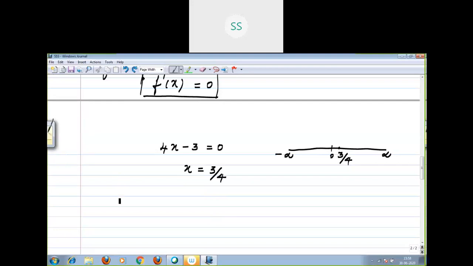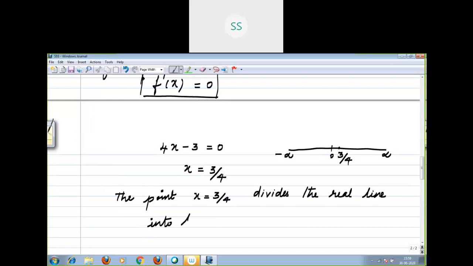So the point you have to write, listen carefully and write: the point x is equal to 3 by 4 divides the real line into two disjoint intervals. Disjoint means there is no connection. Two disjoint intervals, right?